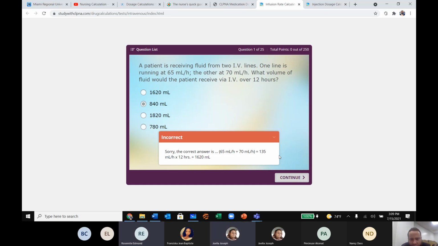65 ml per hour plus 70 ml per hour is equal to 135 ml per hour, times 12 hours, which is 1620 ml. Because you give it to the patient from 2 IV lines, okay? From 2 IV lines.